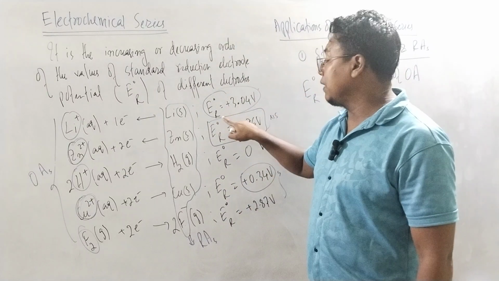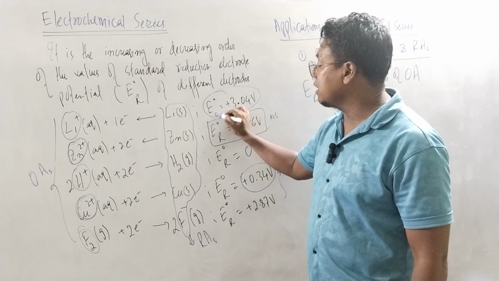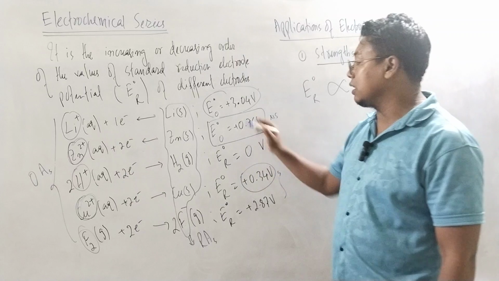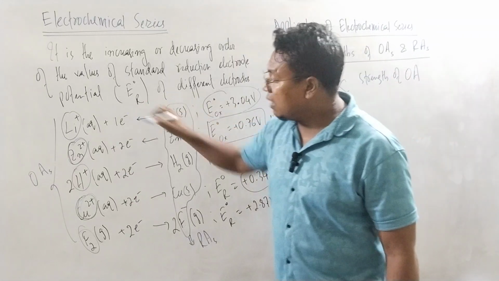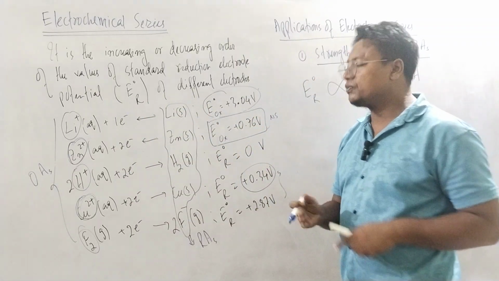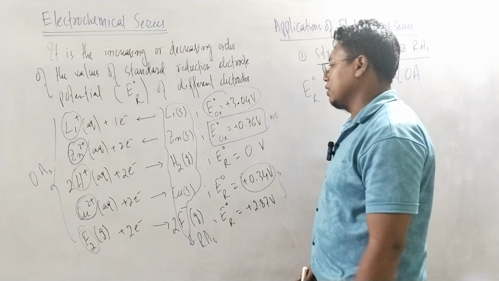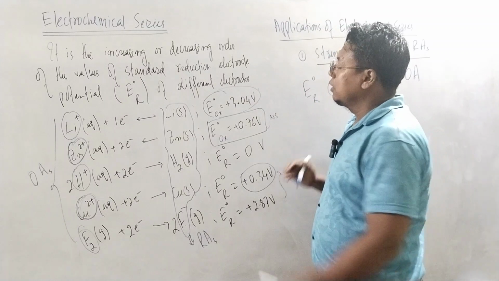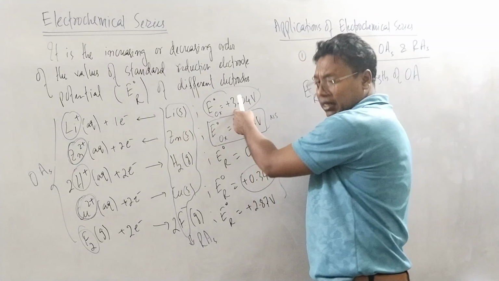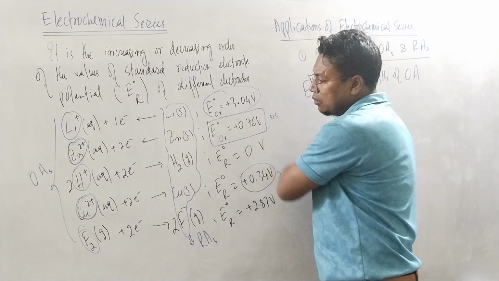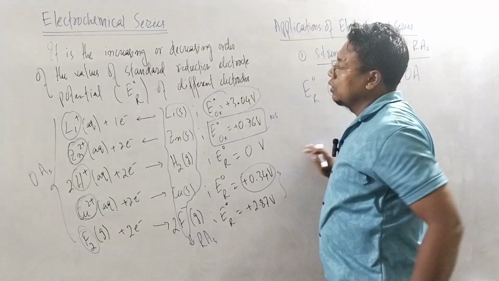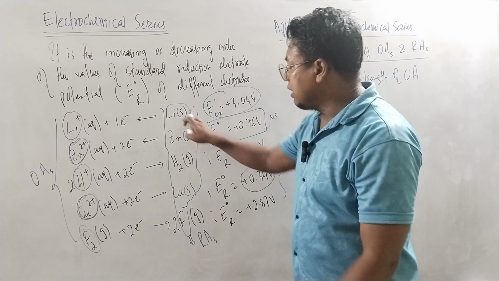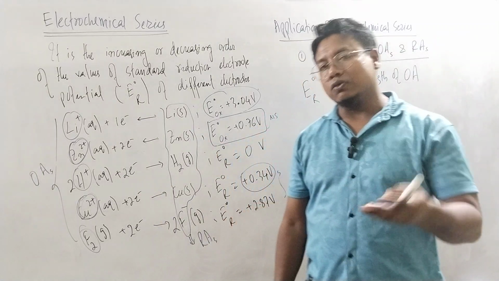Sorry, the value will be E_O naught, the oxidation electrode potential. If I reverse the reaction, it will be an oxidation, not a reduction half reaction. So in case of oxidation electrode potential, lithium has higher electrode potential than which one? Zinc. So lithium solid has higher tendency to give out electrons. So lithium will be our stronger reducing agent.